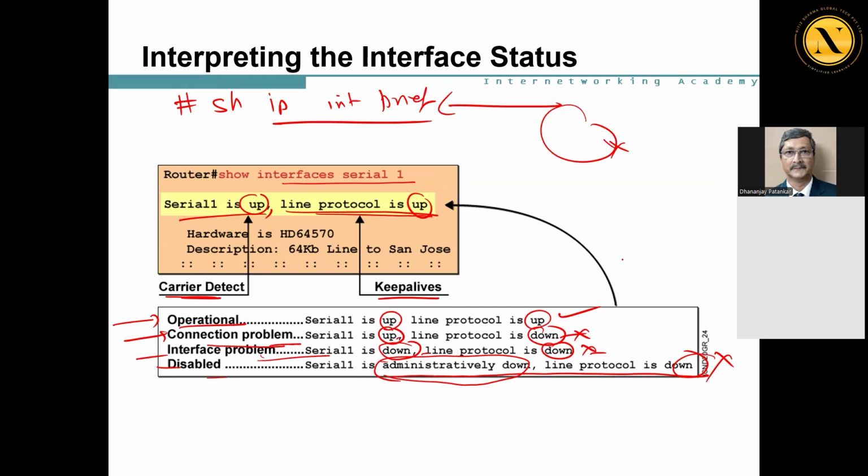Even after 22 years, I don't remember this. But up and up is very easy, operational. Disabled is also very easy, administratively down and down. Then to make myself realize, though it's not very important, I imagine that I take a screwdriver and break this port only.